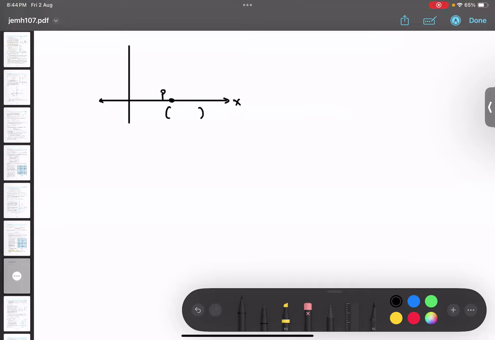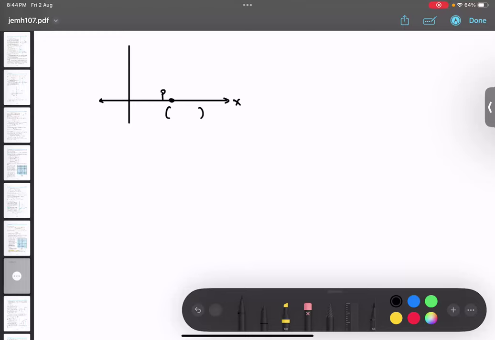Neil, what do you think? What is the coordinate of this point P? Kanav, what is the coordinate? Sorry? 2.